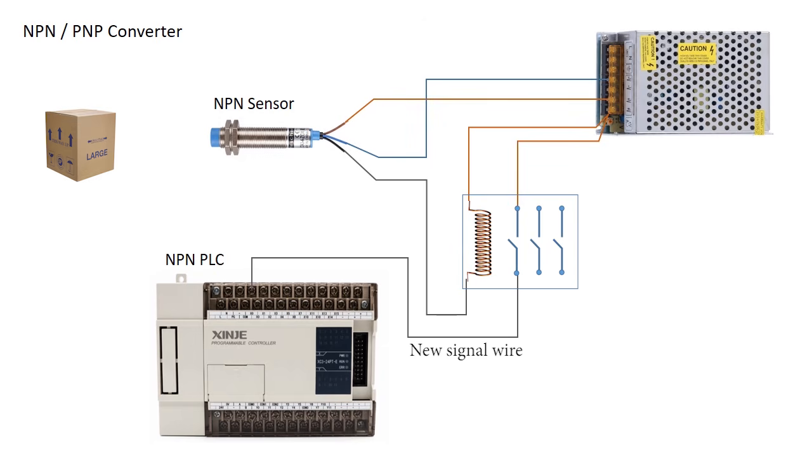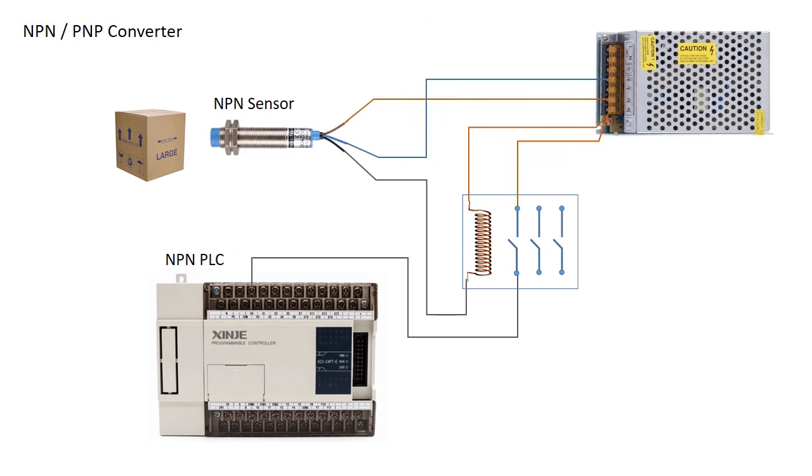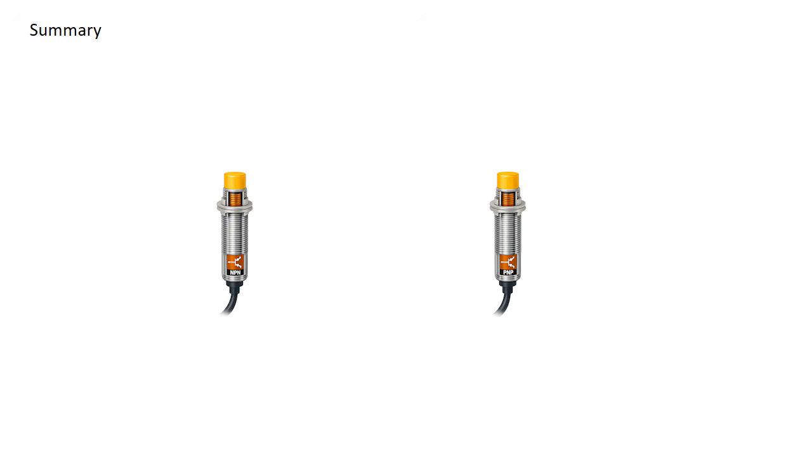So what happens here? When the sensor activates, it energizes the relay coil. This closes the normally open contact, allowing 24 volt to pass through to the PLC input. In this way, the NPN sensor signal is effectively converted into a PNP signal. Let's quickly summarize what we discussed.